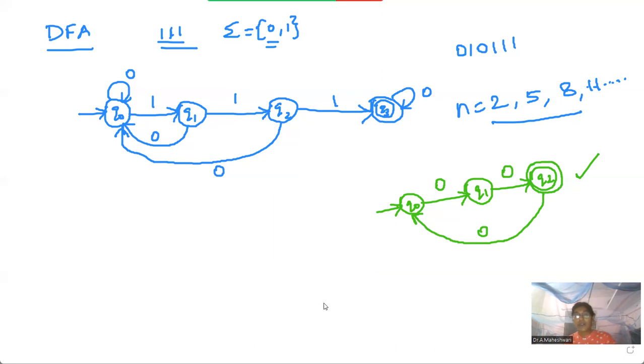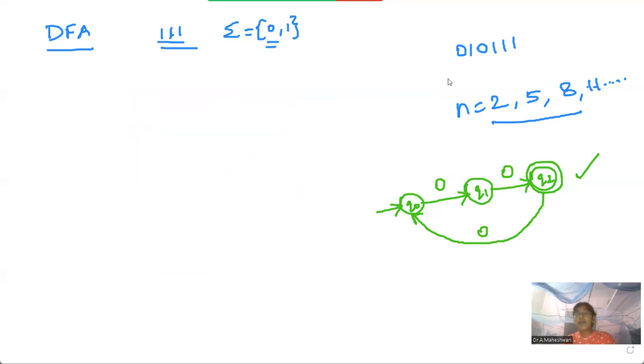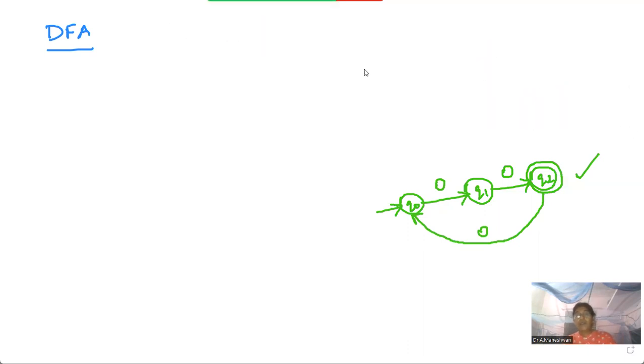This is your diagram, right? For this diagram, I'll tell you what all the things you have to fill in for your attributes. First one is the set of states. How many states are there? Three, no? Three alone you can take. One is Q0, second state is Q1, third state is Q2. Set of states is over.